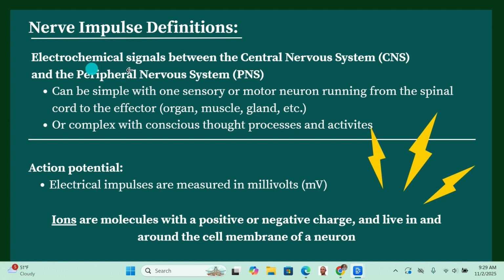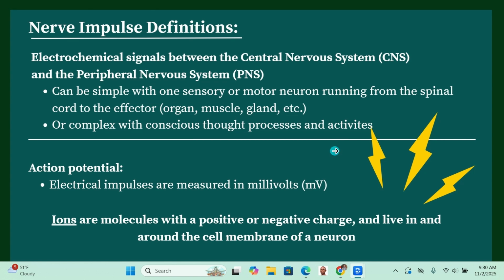Okay, so definitions for nerve impulses. A nerve impulse is an electrochemical signal between the central nervous system and the peripheral nervous system. It can be simple with one sensory or motor neuron running from the spinal cord to the effector, which is the thing that is being acted on. With the motor neuron, it would be the organ, muscle, or gland, and with the sensory, it would be one neuron going from the place where you felt it to the central nervous system, either the spinal cord or the brain. Or it can be complex when it comes to conscious thought processes and activities. So there can be multiple neurons firing to each other and creating these cascades.